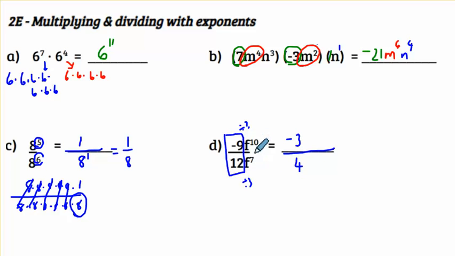And then we look at our variables. We know that when we divide, we subtract the exponent. So we're going to get f to the 3rd power, and it's going to stay where the bigger exponent is. In this case, that's on the top. So we will get f to the 3rd on the top.